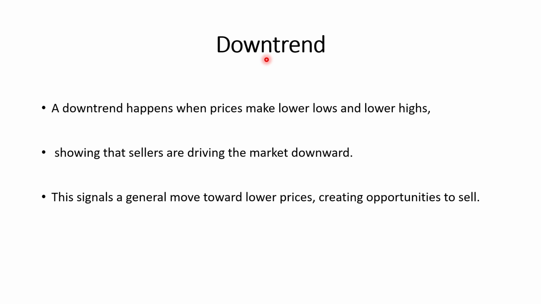A downtrend happens when price makes lower lows and lower highs, showing that sellers are driving the market downwards. This signals a general move towards lower prices, creating opportunities to sell. In short, when you are in a downtrend, you have to be looking for sell opportunities.